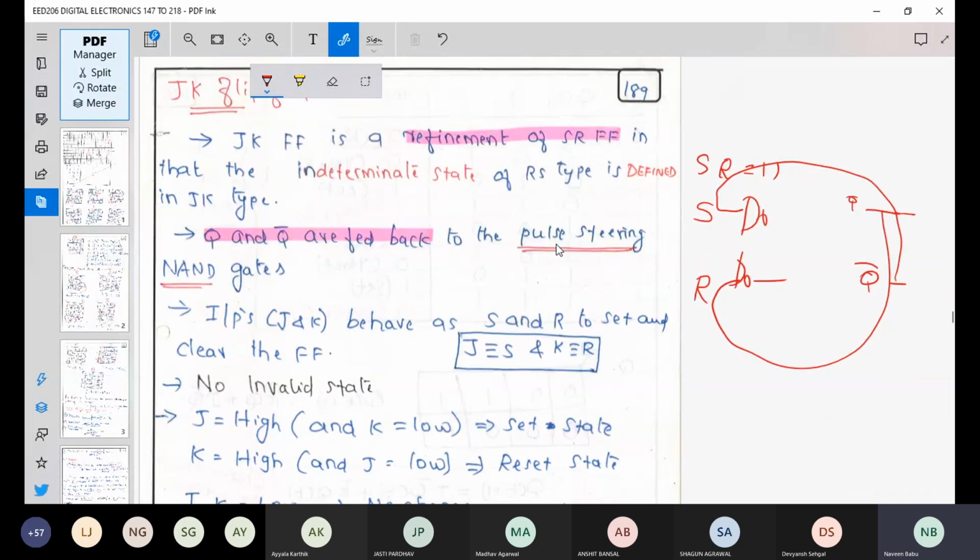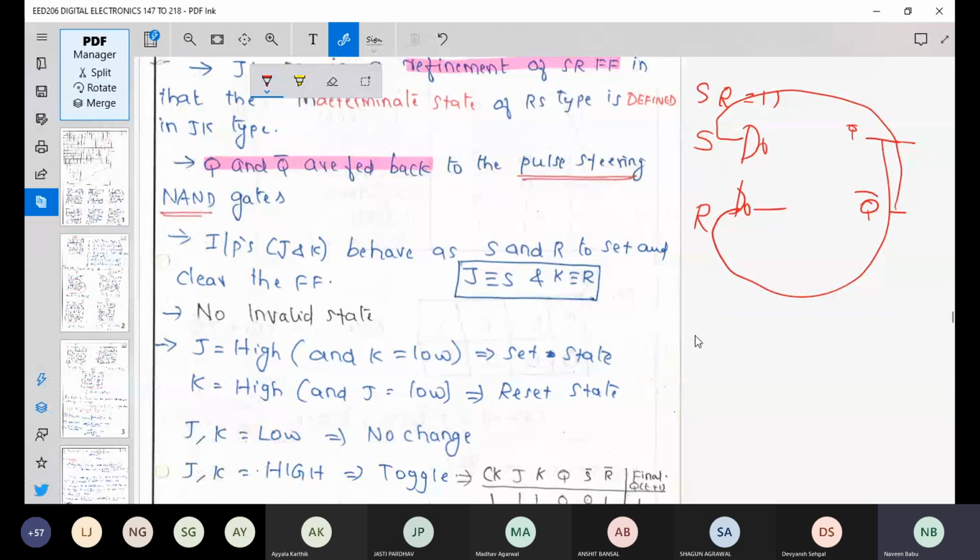So S is equivalent to J, which means when J is 1, we are setting the flip-flop, and when K is 1, we are clearing the flip-flop. Okay, so J and K, the equivalent values are S and R. In JK flip-flop, the most important thing is you will not have any invalid state. We will see the operation now.